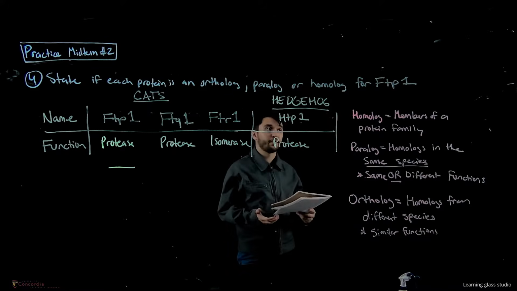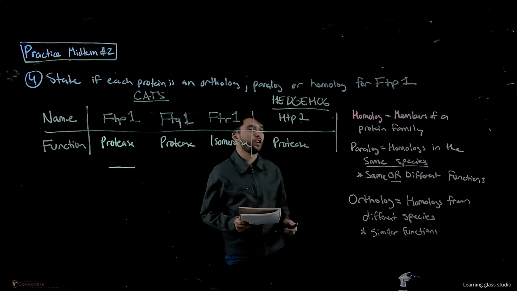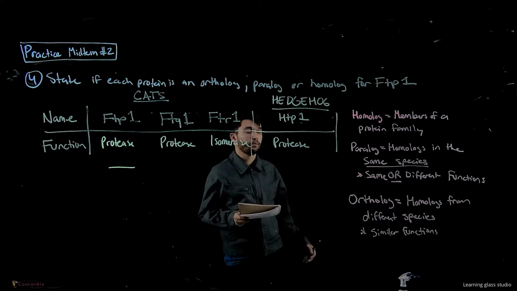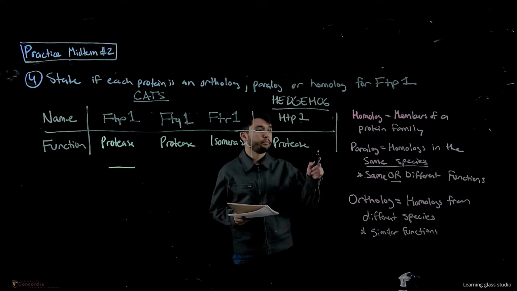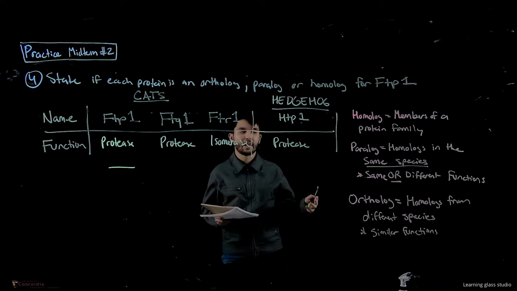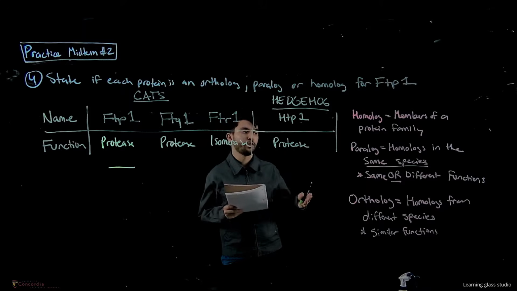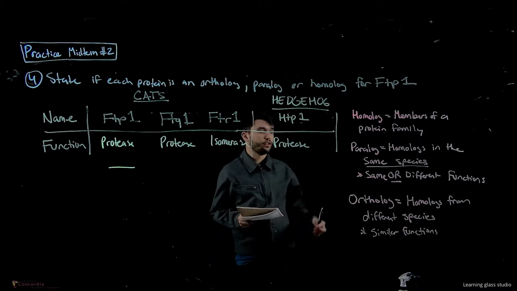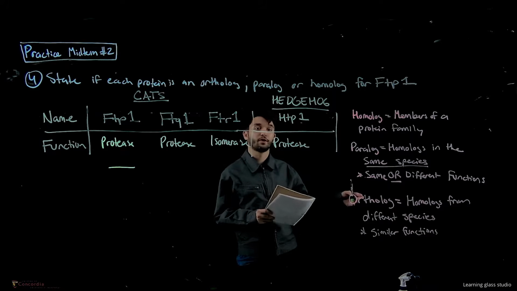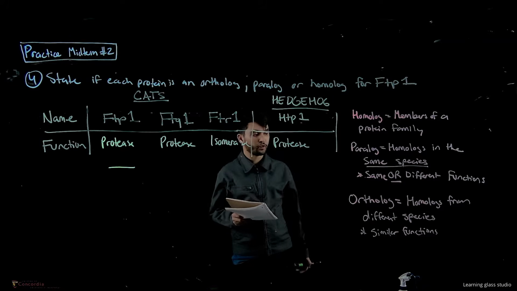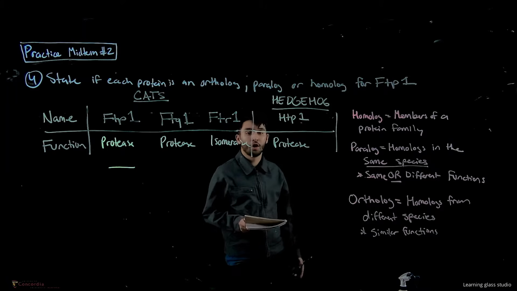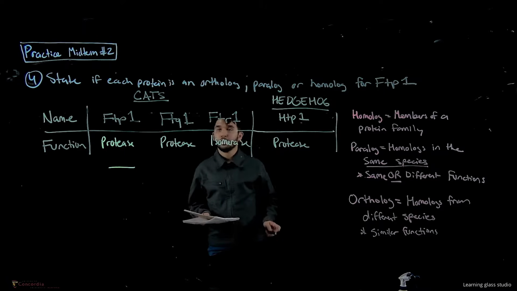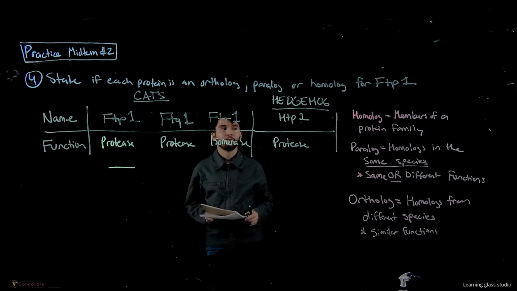So let's define these terms first. Homologs are members of a protein family, just related from the same protein family. Paralogs are homologs within the same species, and these can have the same or different functions. These are products of gene duplication. Orthologs are homologs from different species, and these have to have similar functions. Essentially, these are all homologs, all from the same protein family.